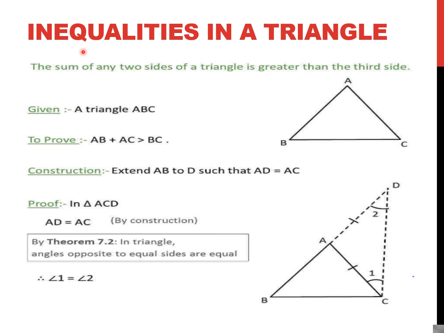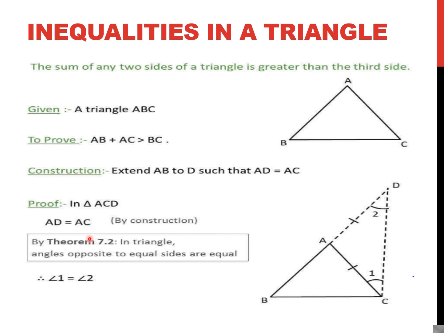Then the sum of any two sides of a triangle is greater than the third side. This we have been using many times in earlier classes also. We are given a triangle ABC and we want to prove that AB plus AC is greater than BC, right? So what are we doing? We are doing a construction. We are extending AB to D such that AD is equal to AC, right? This is what we are doing.